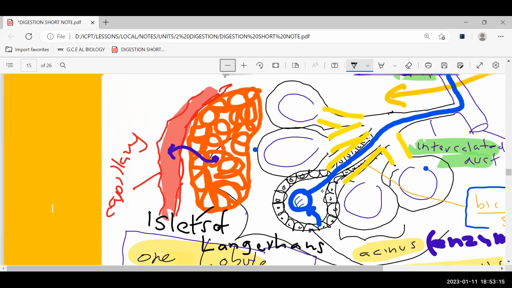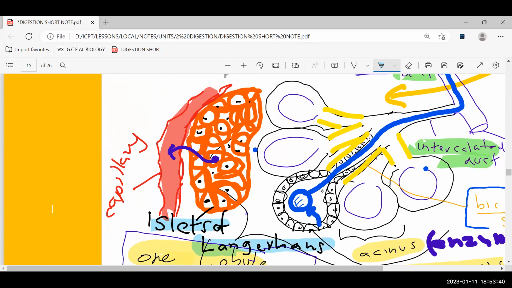Now here, the pancreas has a specialized area with cells, and this area is called the islet of Langerhans, and it produces chemicals, hormones, that are secreted into the blood. The name is islet of Langerhans. Langerhans is the name of the person who first described this structure. Islet is kind of an island, like a special place within the lobules, a specialized area called the islet of Langerhans.